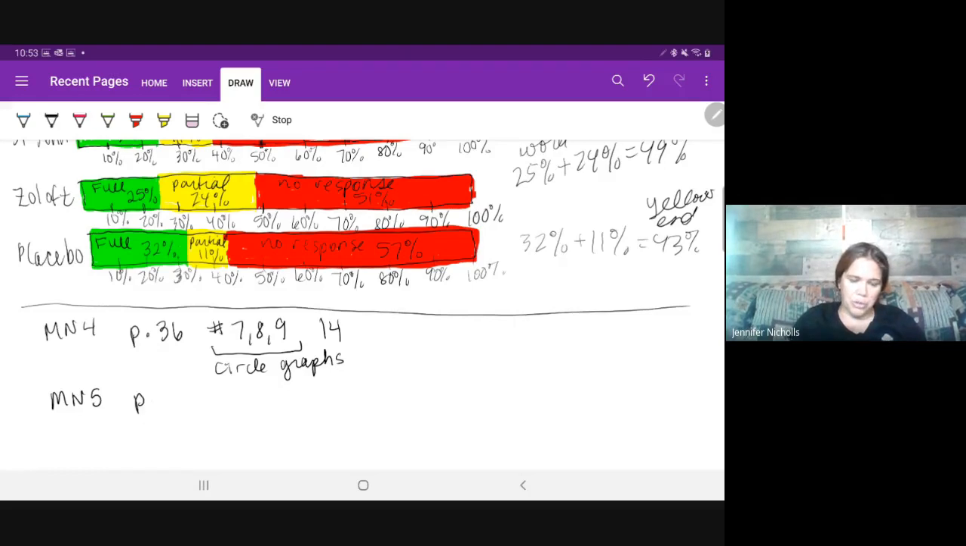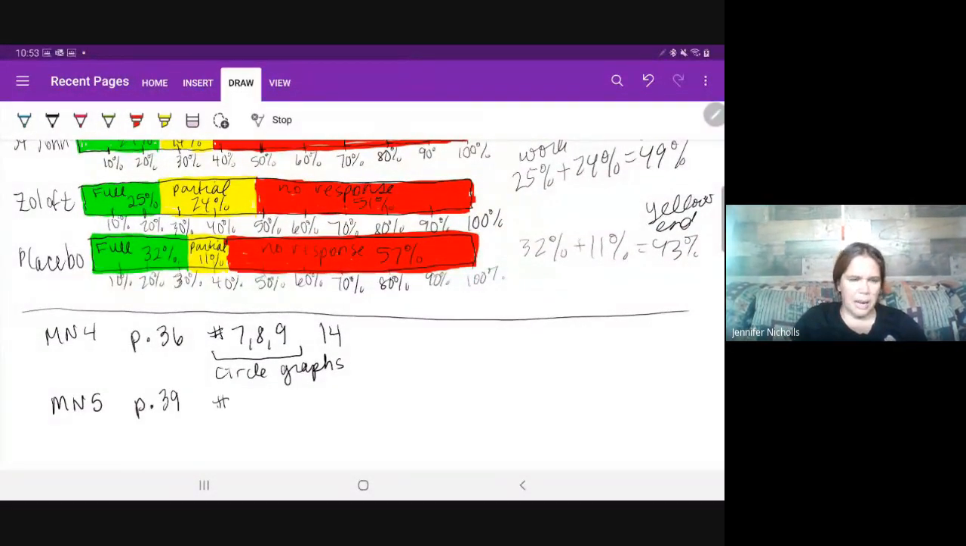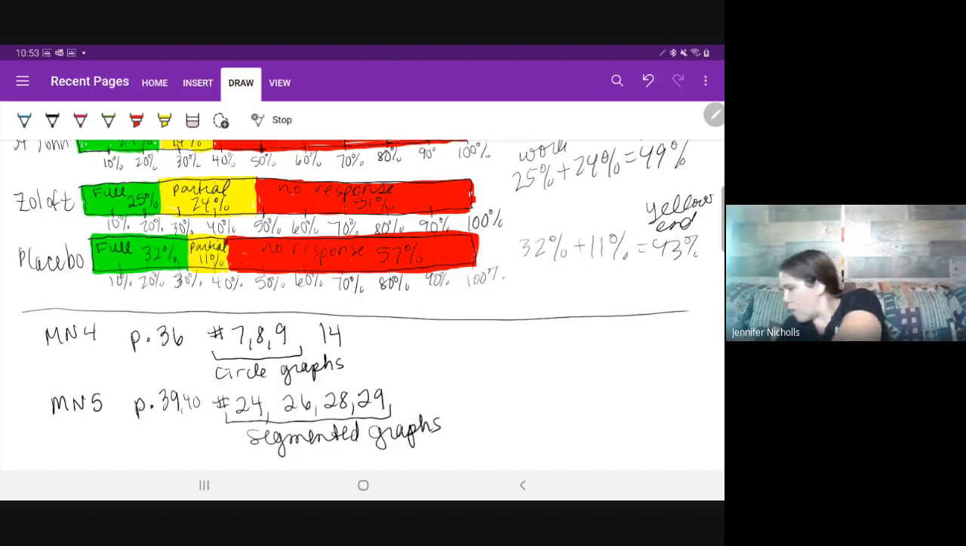And then M5. Oh, and I did post the link to the book somewhere, I believe. This is not the same section, but it starts on page 39, and it's probably pages 39 and 40. So this is 24, 26, 28, 29. You're going to do the segmented graphs, but let me check, because there might be one where I just asked you to answer. You don't have to answer the questions. I just want the segmented graphs.